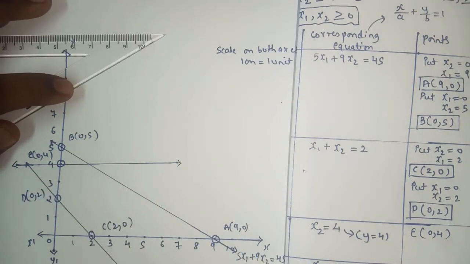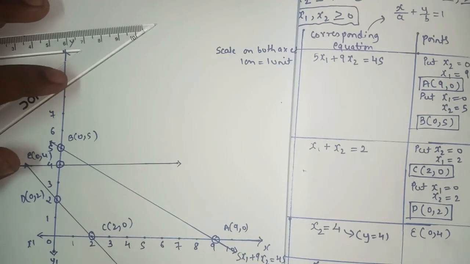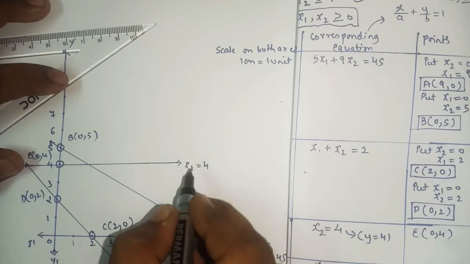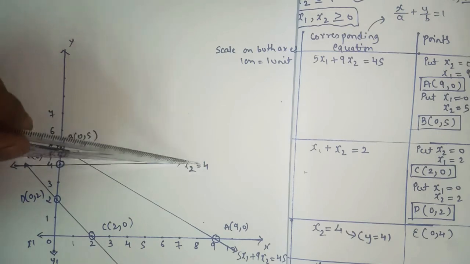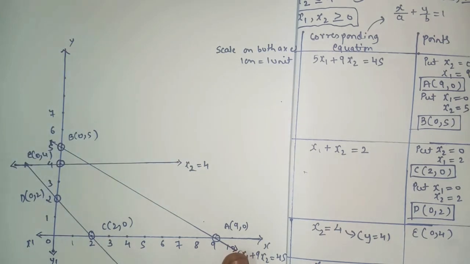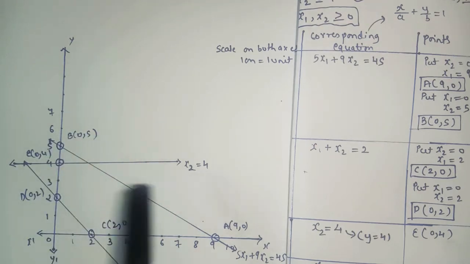Y-axis, and it will be parallel to x. So here we can write x2 equal to 4, as x2 indicates the y coordinate. Here we have only one variable, so the line will pass through y, but it will be parallel to the x-axis. So now here we are getting how many partitions? 1, 2, 3, 4, 5.